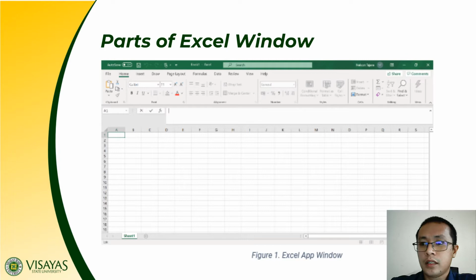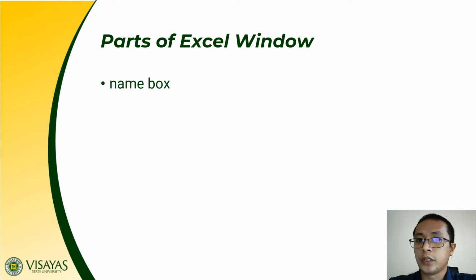Now let's take a look at the Excel window that we have. More or less, we have the same parts of the Excel window compared to the Word application. We still have the same title bar, ribbons, tabs, scroll bars, except for some items which are unique to the Excel application. So let's get to know these unique parts of the Excel window.